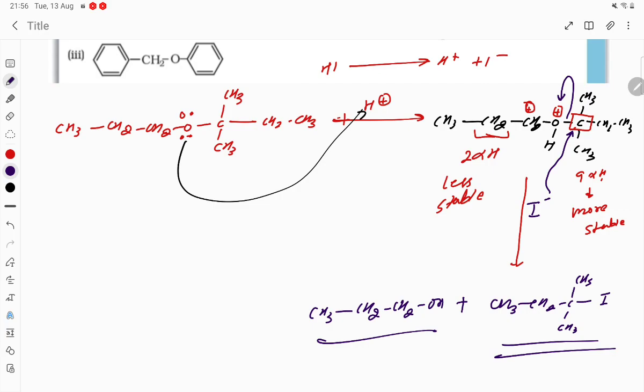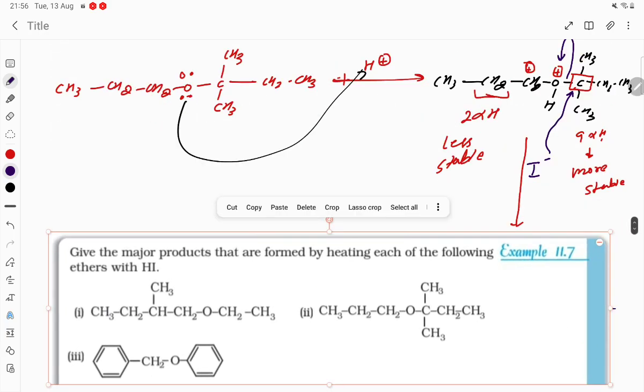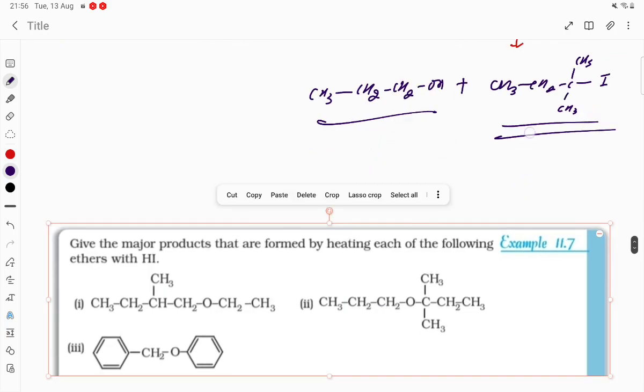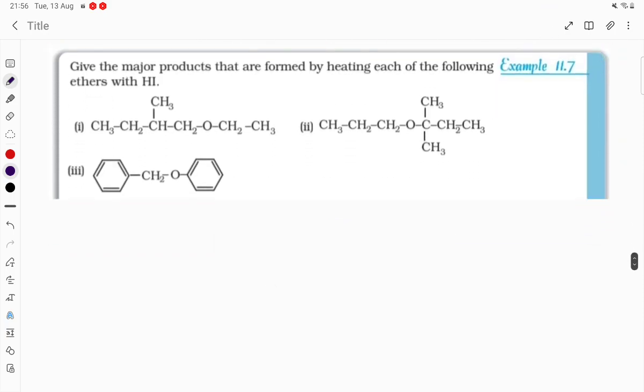Now lastly we are going for the third one. Let us move on to study the third one. The third one is also a tricky one, a better one. See, the benzyl carbocation is more stable than the phenyl cation, and moreover, partial double bond character is there, so I minus cannot attack here. So first of all, what will happen?